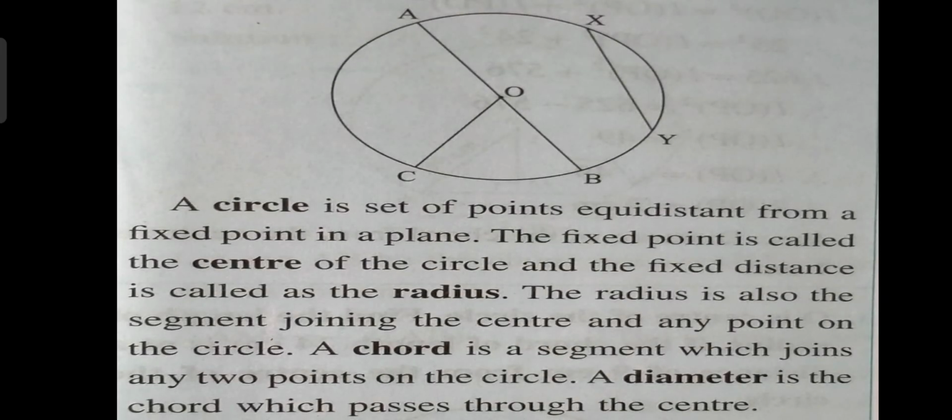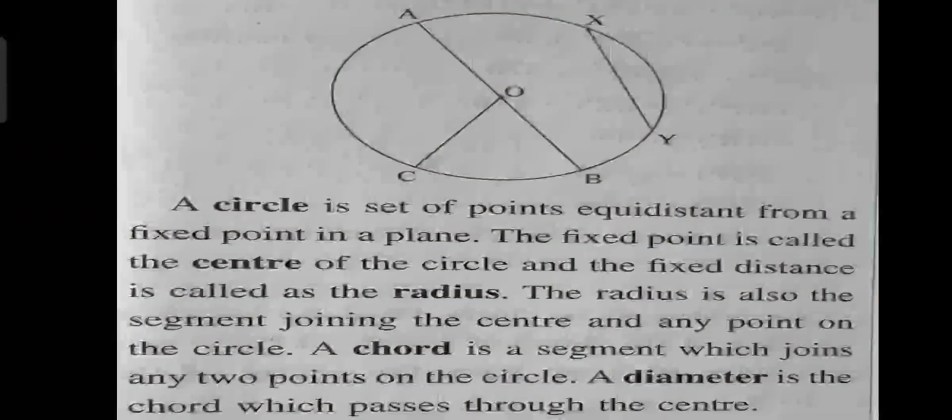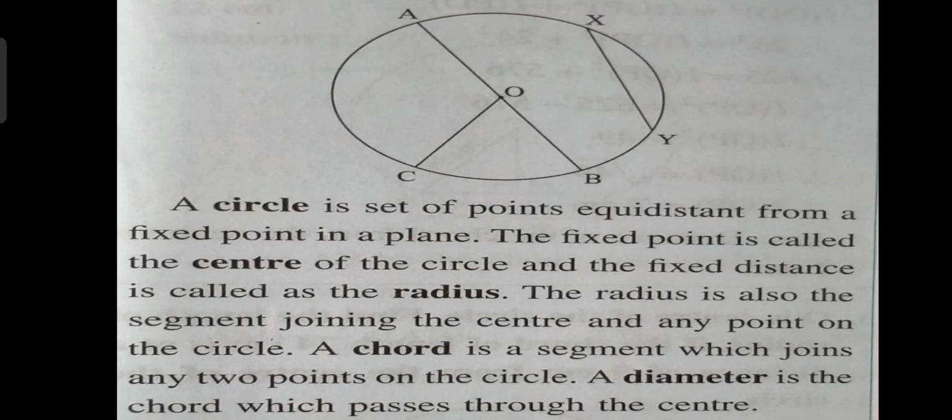Now over here, AB is also called a chord, and the largest chord in a circle is a diameter because it is also touching the two sides of the circle. The only difference between the other chords and the diameter is that a diameter passes through the center of the circle, whereas the other chords do not pass through the center of the circle.